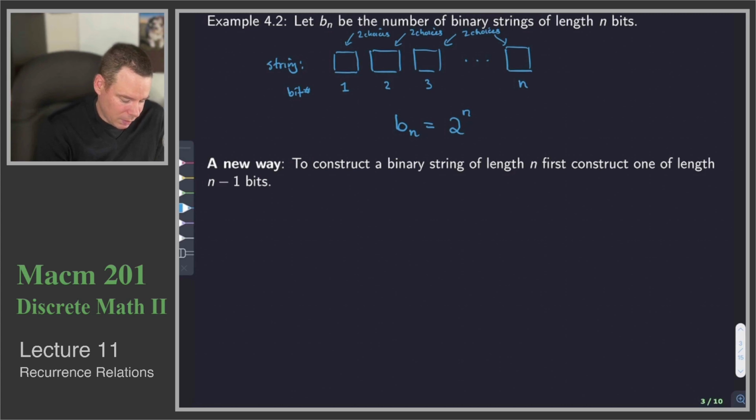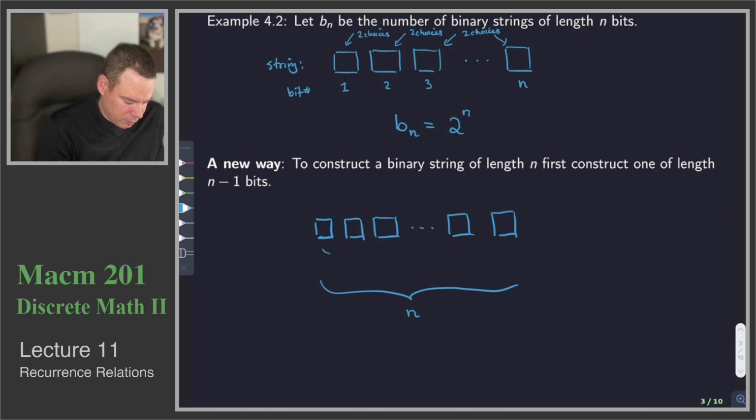To construct a binary string of length n, we first construct one of length n minus 1 bits. So again, we'll draw our picture of our binary string with the spots we need to fill. So we've got our binary string of length n here. The way we built it up is a binary string of length n minus 1, and then one extra bit we add on the end. So how many strings are there of length n? Well, let's think about counting them. How many ways are there to fill these slots?